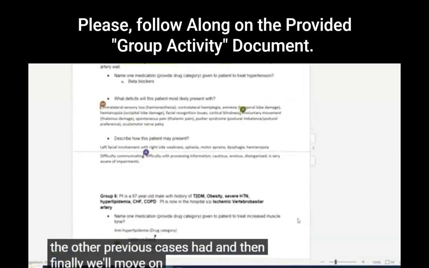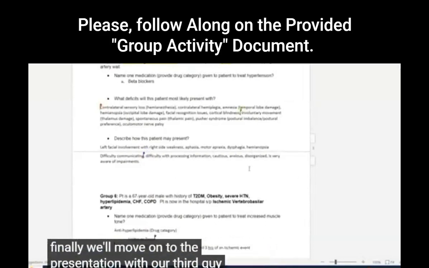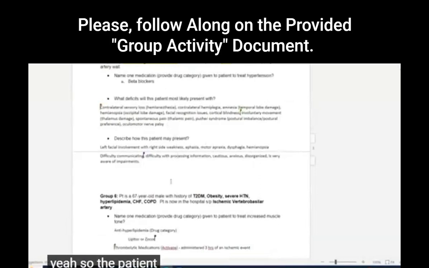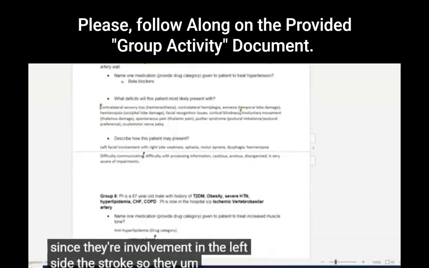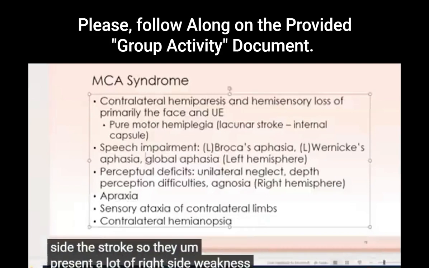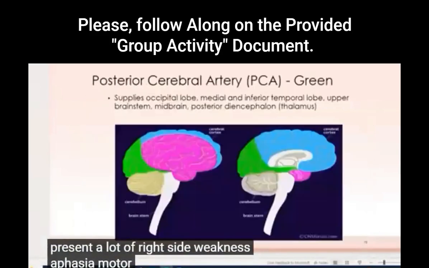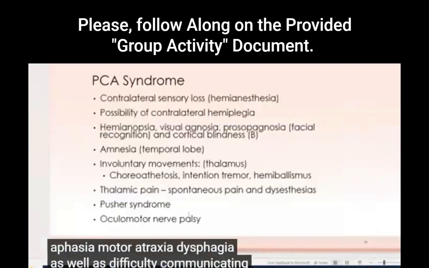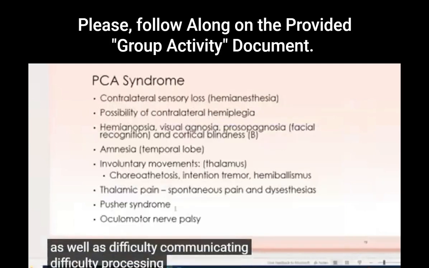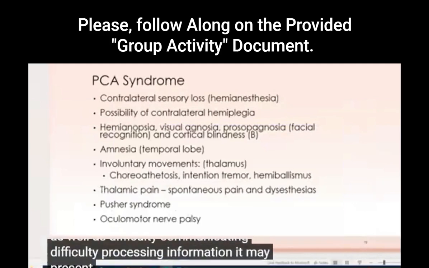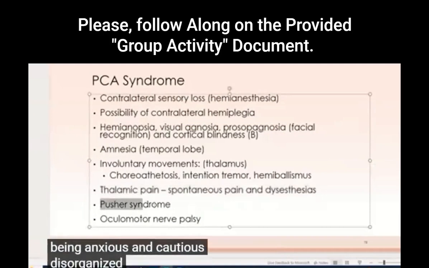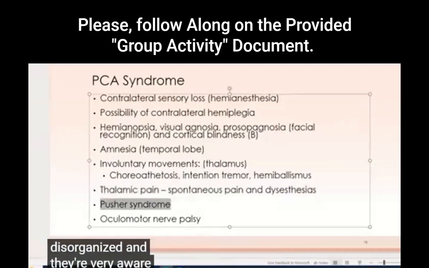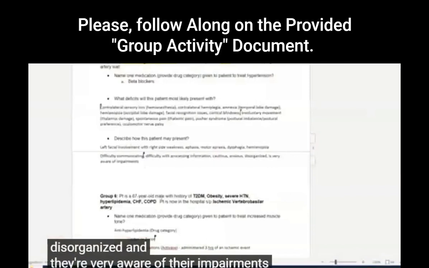And then finally, we'll move on to the presentation with our third guy. Yeah, so the patient, since their involvement in the left side, the stroke, they present with a lot of right side weakness, aphasia, motor apraxia, dysphagia, as well as difficulty communicating, difficulty processing information. They may present as anxious and cautious, disorganized, and they're very aware of their impairments.